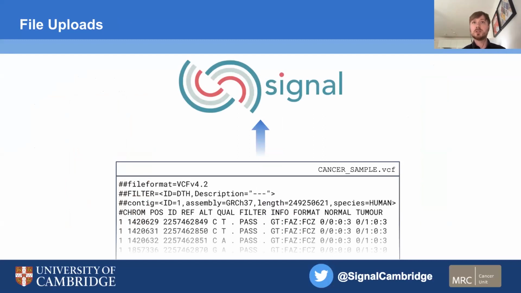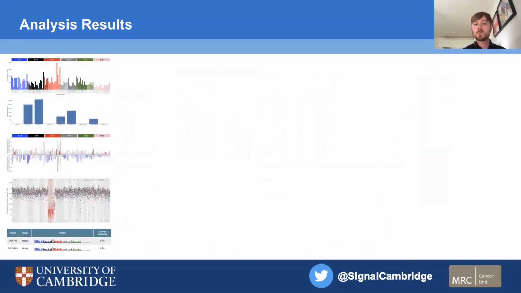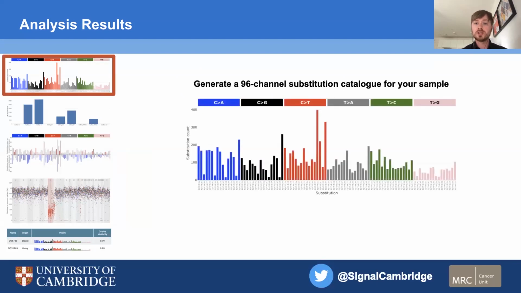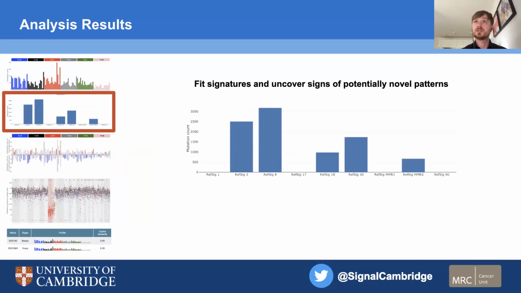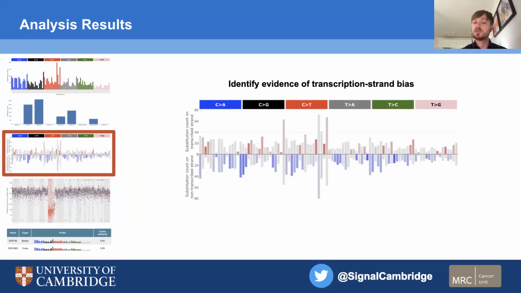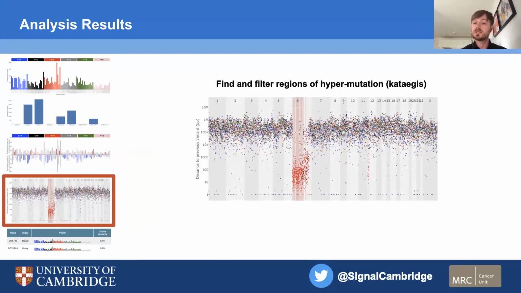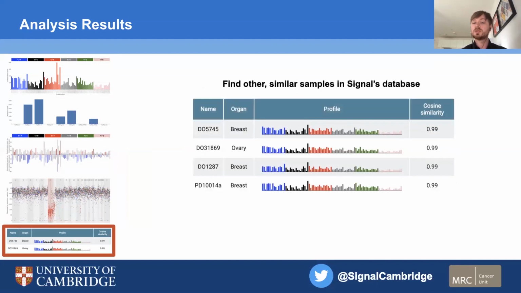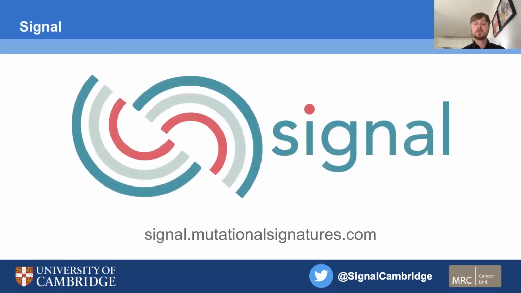Well, you begin by uploading your sample to Signal, and in just a few moments, you'll receive an array of results. You'll see your sample substitution catalog, you'll see the signature fitting results, and you'll see results for a number of other analyses that I'm not going to be covering today for lack of time, but that may be of interest to you. For example, evidence of any transcription strand bias among the mutations in your sample. We show you a mutation density plot that highlights regions of hypermutation, and we show you the similar samples in Signal's vast database. So I'll now show you a live demo of the analysis on the website.